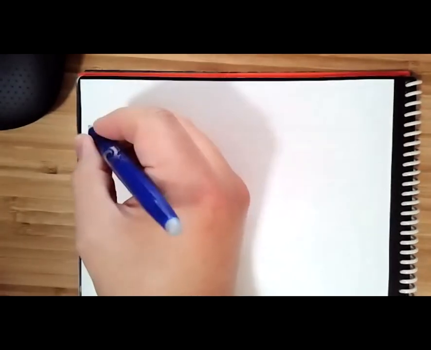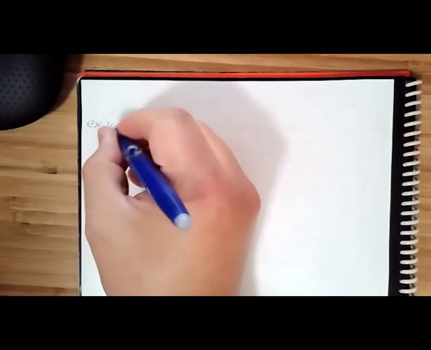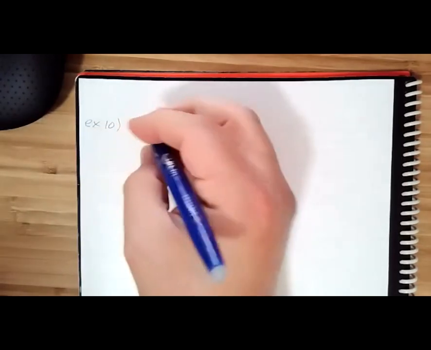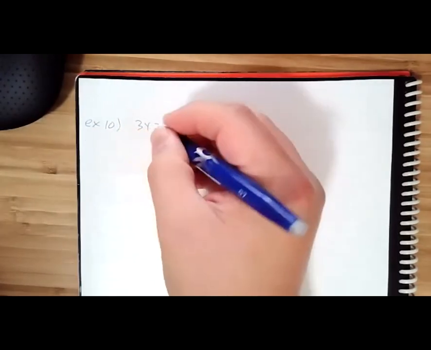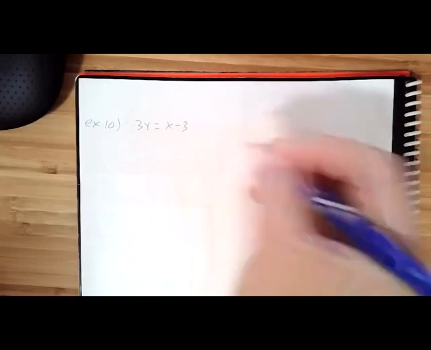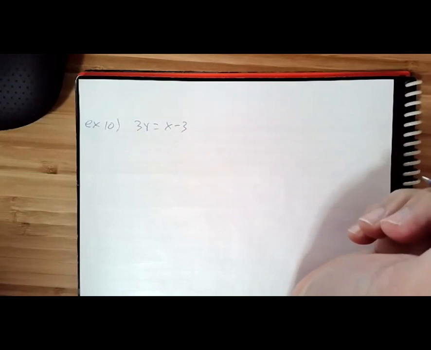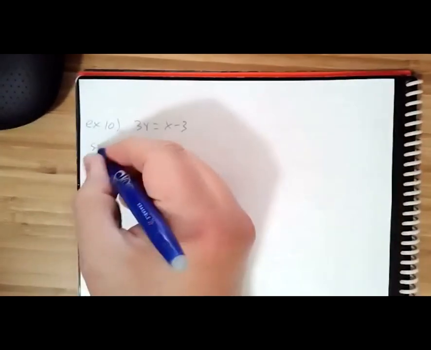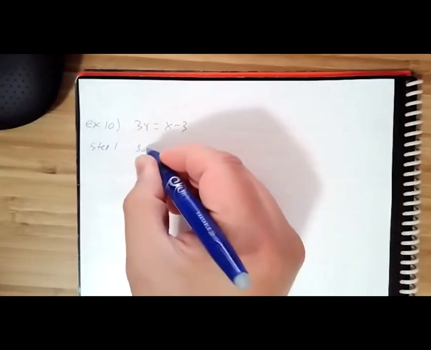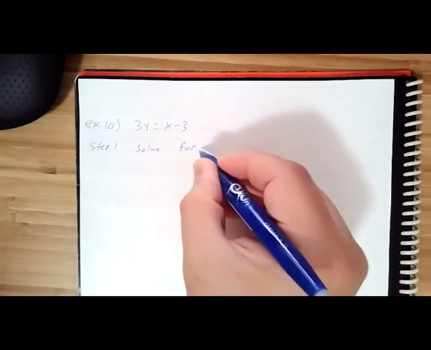Okay, number 10. 3y is equal to x minus 3. So same instructions. Find the slope, find the x-intercept, find the y-intercept. So what I recommend is solve for y first.